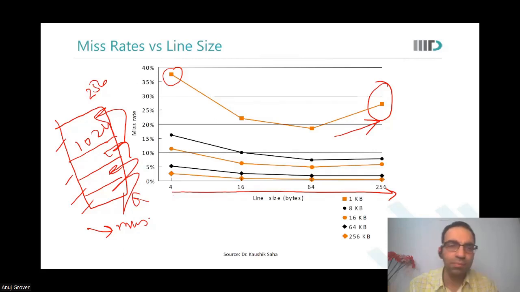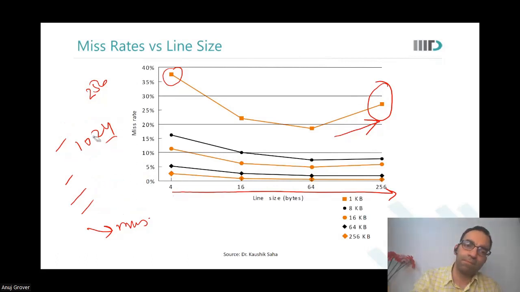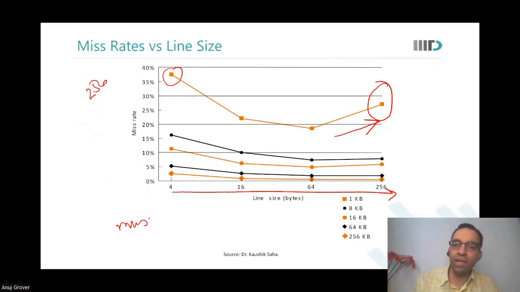So it is not like my cache capacity decides what the line size would be. That is not the case. So you will realize it does, because if it was a 1 kilobyte memory, that smaller size, then I would have probably kept the line size at either 16 or 64. Whereas if it was a 256 kilobyte memory, I can keep it as small as 4 or as big as 256. Doesn't matter.